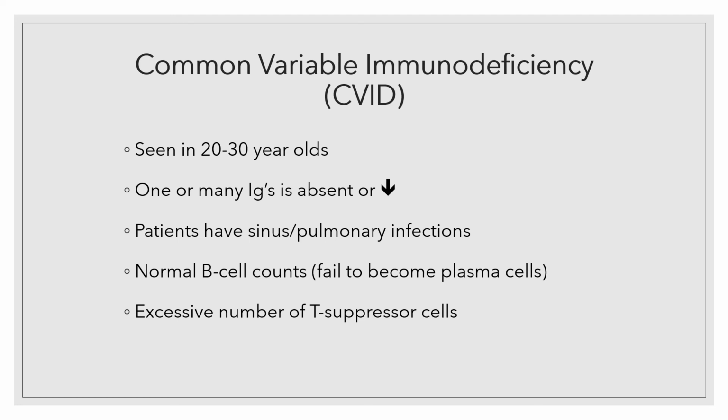They have normal B cell counts, but they fail to become plasma cells, and this is related to the excessive number of T suppressor cells. T suppressor cells essentially downregulate other T and B cells. The treatment for this disease is immunoglobulin replacement therapy.